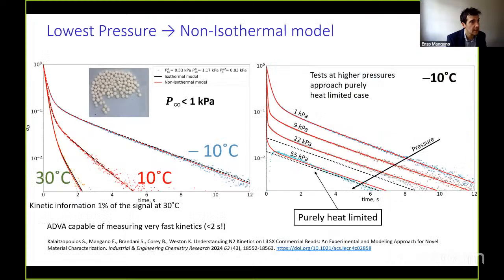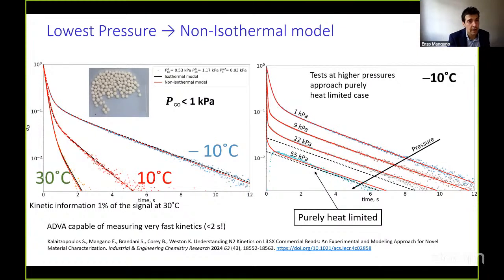What you see on the left here is the first, lowest pressure point. The response is completely isothermal, going from -10 to 30 degrees. At 30 degrees, I would like you to see the time scale. We are looking at about 2 seconds for the response of the 30 degrees example, and the information on the kinetics is only in the 1% of the signal.